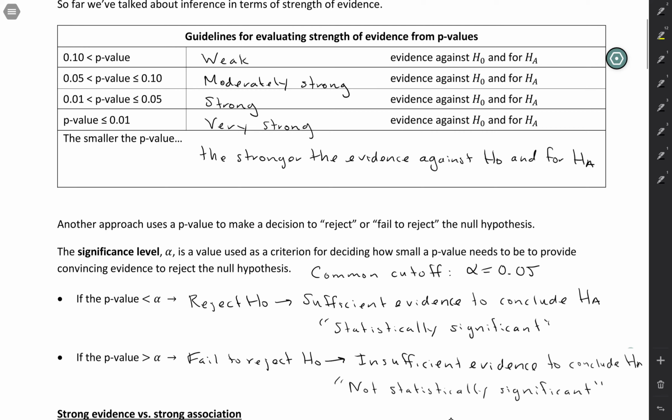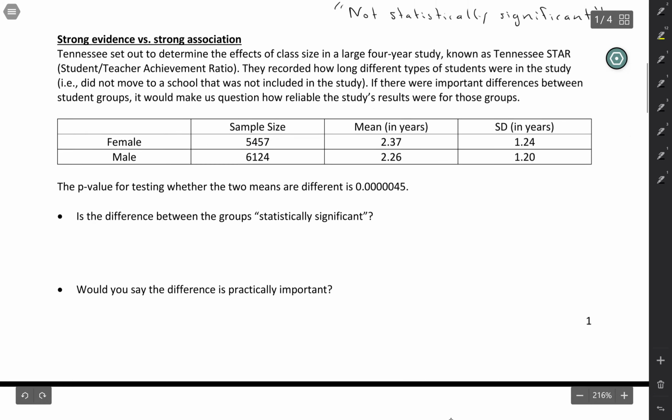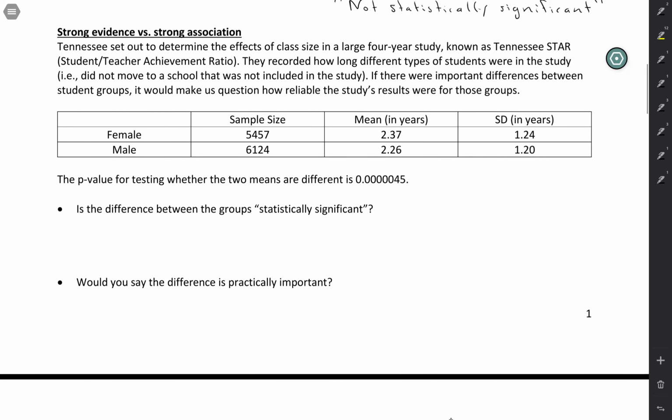Another issue is more of a communication problem. So what do people hear when you say statistically significant? What comes to their mind? Specifically, are we thinking about strong evidence in that case, or a strong association? So I have an example here.